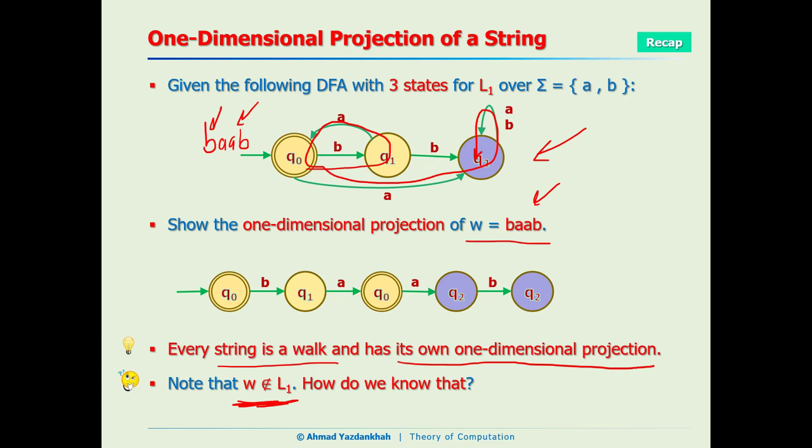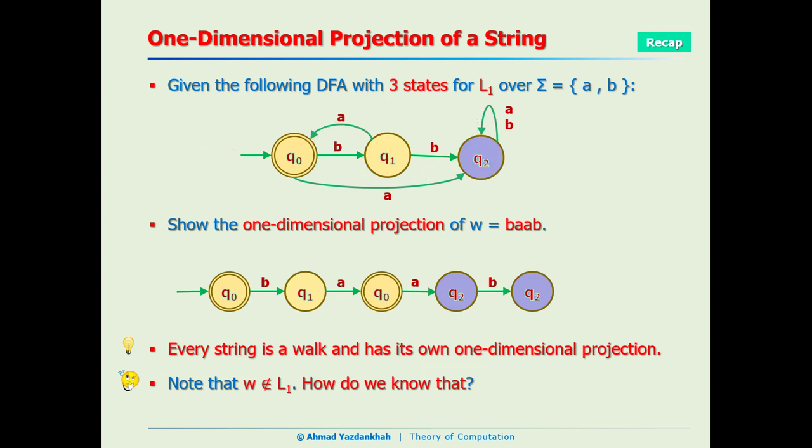And if I just give you the one-dimensional projection, then you look at this, because this is the state that the machine stops at the end of the processing of the string, right? Since this is a regular state, we know that this string was not accepted. The other thing I want to mention here is that Q2 was visited twice. All of this that I am talking about, we will need to use in a few minutes.